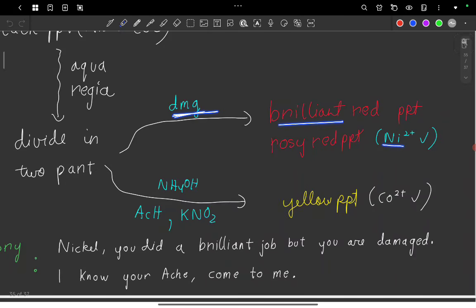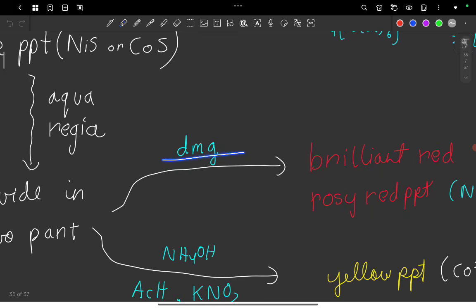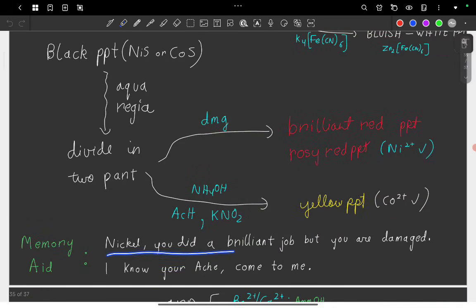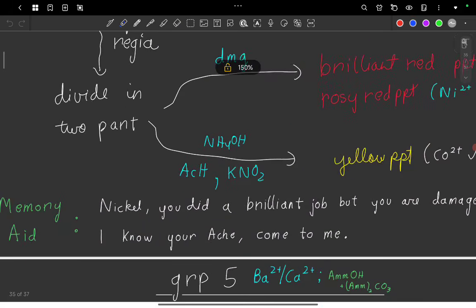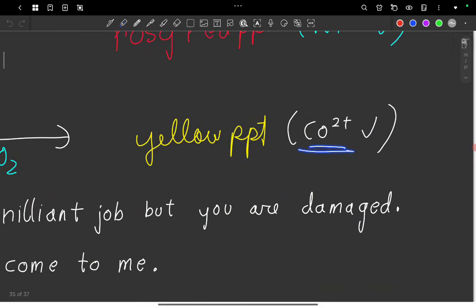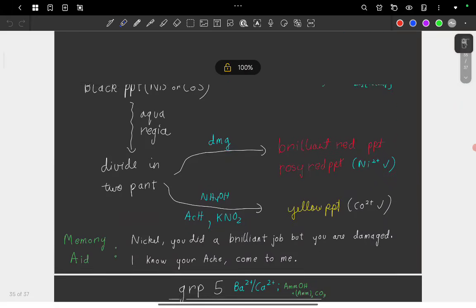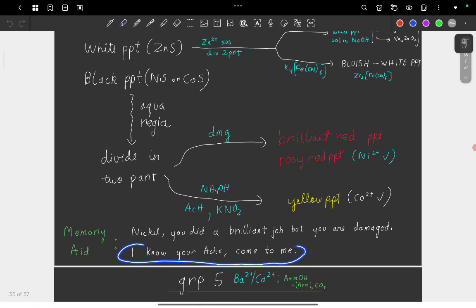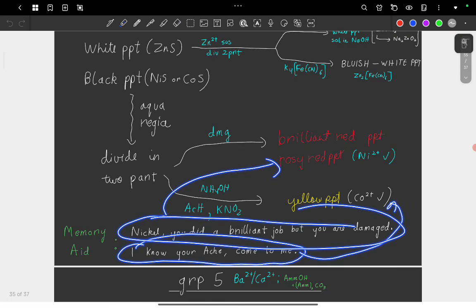Nickel, brilliant, damage. Even in games like PUBG and Free Fire, in short form, they call damage DMG, and that just happens to be the abbreviation of dimethyl glyoxime. So, Nickel did a brilliant job in the war, but he is damaged, injured. So, he says that I know your ache, come to me. Okay. So the second line is a way of remembering the cobalt test, and the first line is a way of remembering the nickel test.